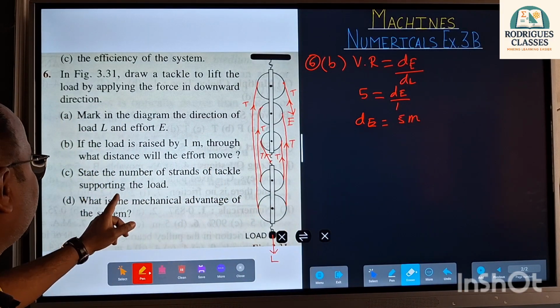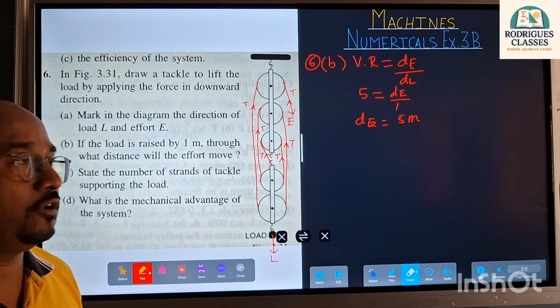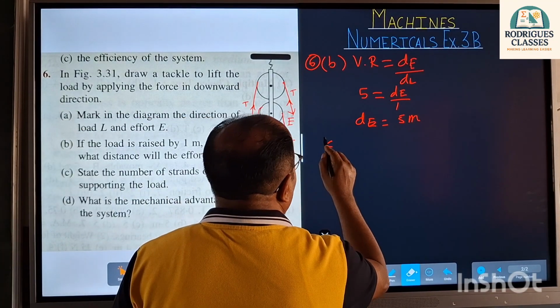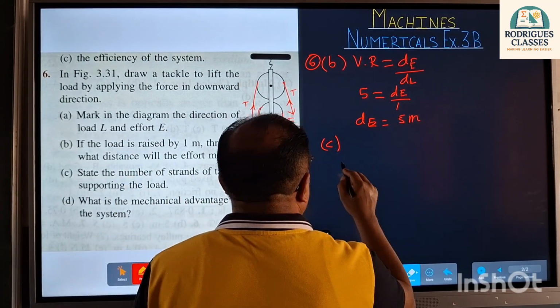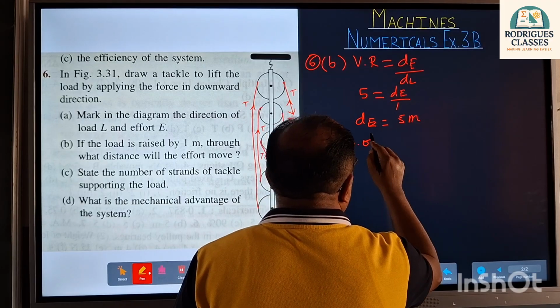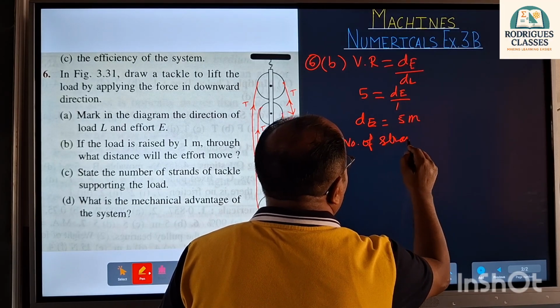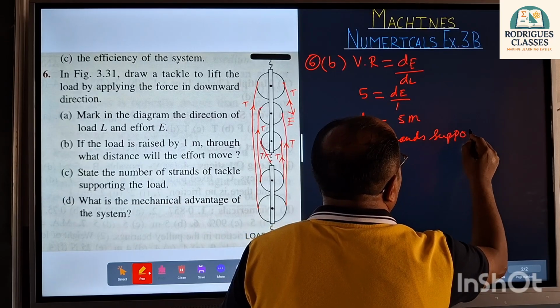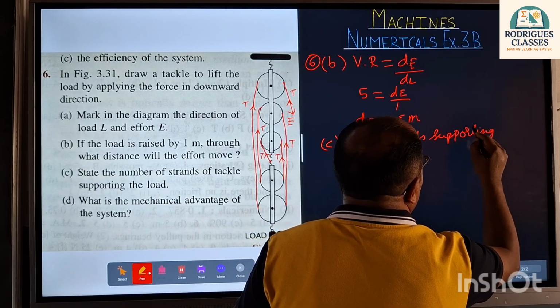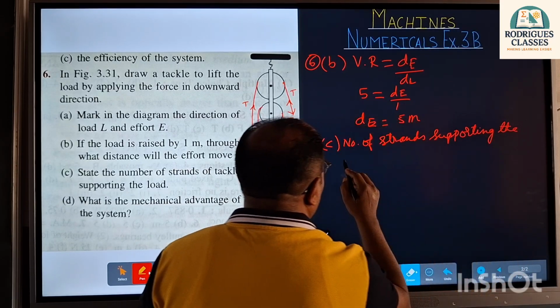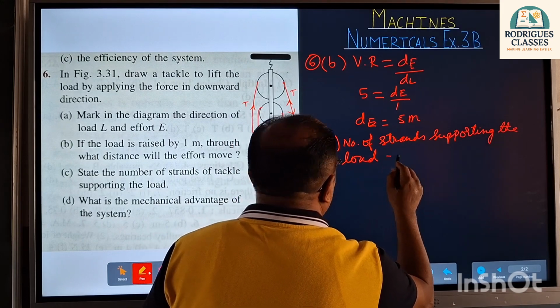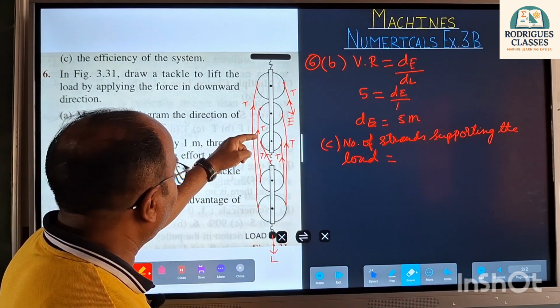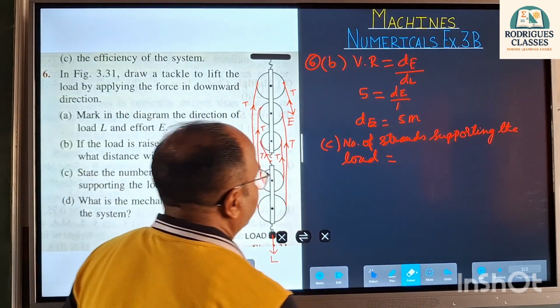C part, the number of strands of tackle supporting the load. So we have seen there that number of strands supporting the load. We have counted here 1, 2, 3, 4 and 5.